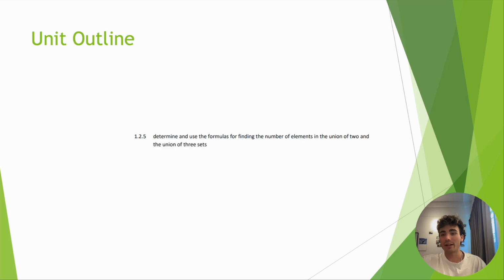In terms of the unit outline, I'm going to introduce what the inclusion-exclusion principle deals with. It goes into set theory, and you'll be using the inclusion-exclusion principle as a counting technique for something involving 2 sets and something involving 3 sets. You'll see how it ties into set theory when I give some examples and go through worked solutions. So let's get straight into the video.